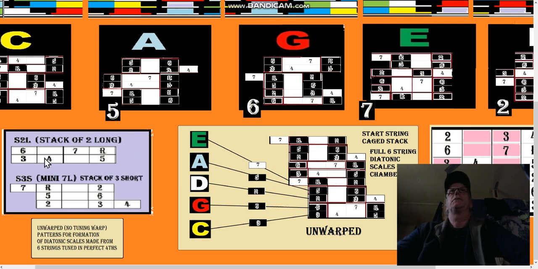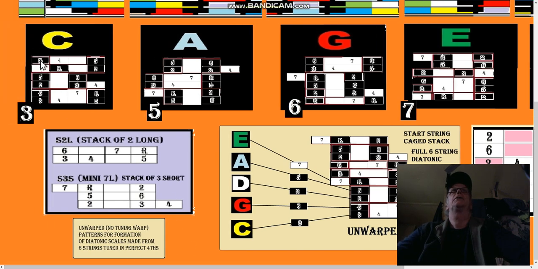If I take this square right here, 7, R, 2, which is the top of the S3S, and 3, 4, 5, which is the bottom of the S2L, and I warp these over, okay? I warp this guy right here over 1, so it's sitting right there. That would be your C shape, and that's what the C shape would look like. There it is warped over, see?